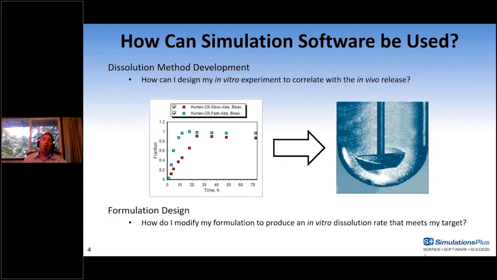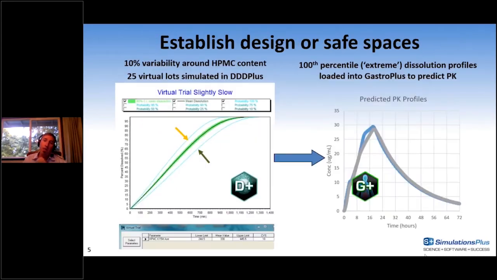You can also establish or design safe spaces. So you can look at the content uniformity around your tablet ingredients. In this case, it's sort of a canned example about how you might modify the HPMC content or the variability in your HPMC content, how that affects the high and low end of the dissolution specifications. And so you can then take that high and low end of your dissolution specifications and rationally predict what will happen in vivo using GastroPlus.